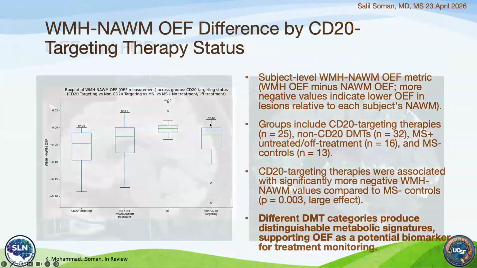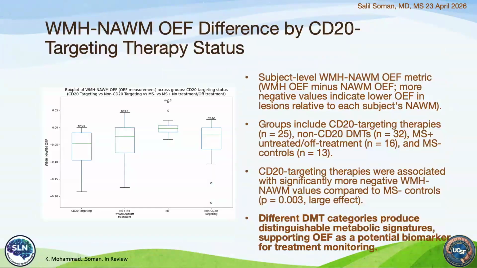So anyway, these are results that my group had done looking at white matter lesions in people who had MS, who were on therapy versus not, and versus healthy controls. And we saw a significant difference in the OEF values that you get in those white matter lesions. This paper is under review.